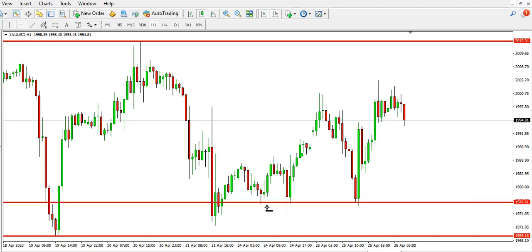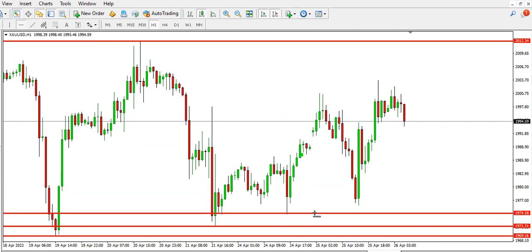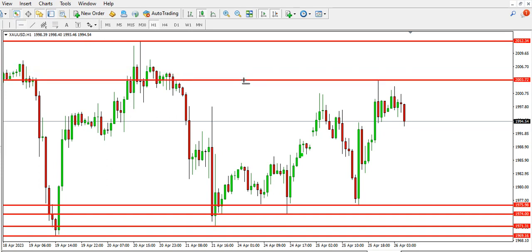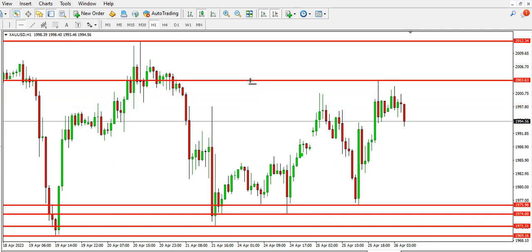Now the range is getting more narrow, becoming more narrow, having higher lows. This particular low here is higher than this, and this is higher than this. But on the top side, we have a drop and a rise. So we have a higher low here, then we have a lower high here, now a higher high here.